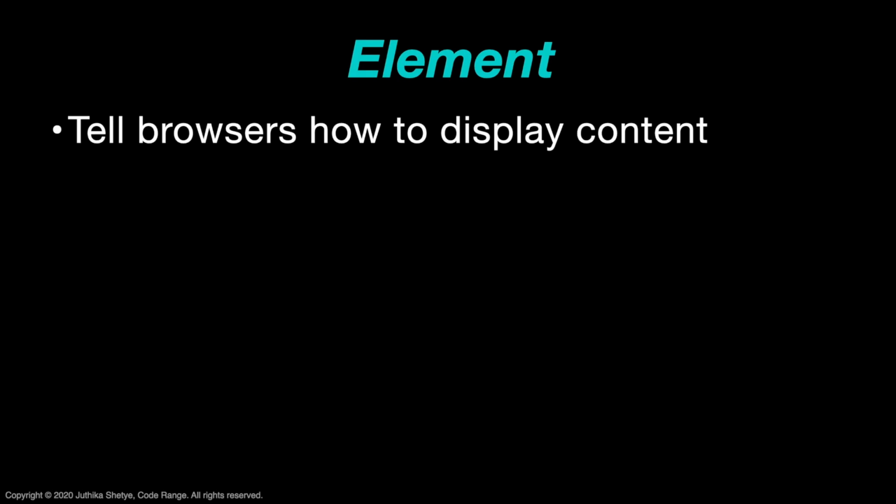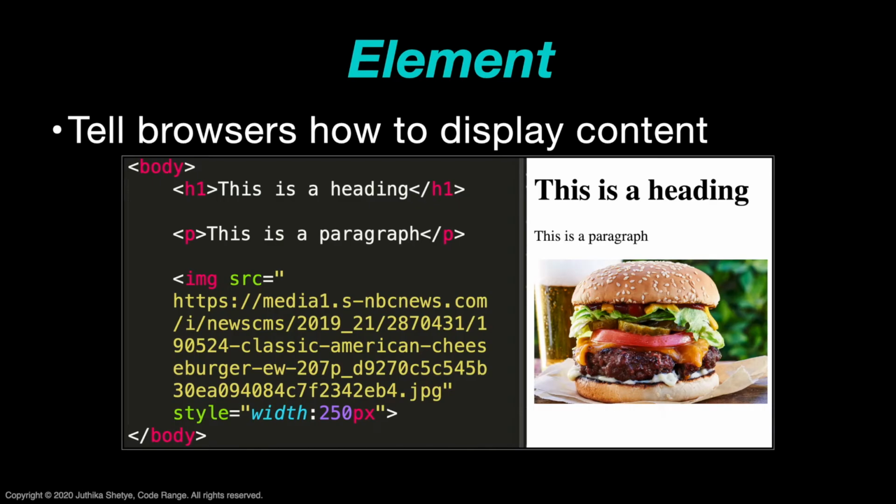HTML elements tell the browser how to display the content. What that means is, the elements label pieces of content such as this is a heading, this is a paragraph, this is an image, etc.